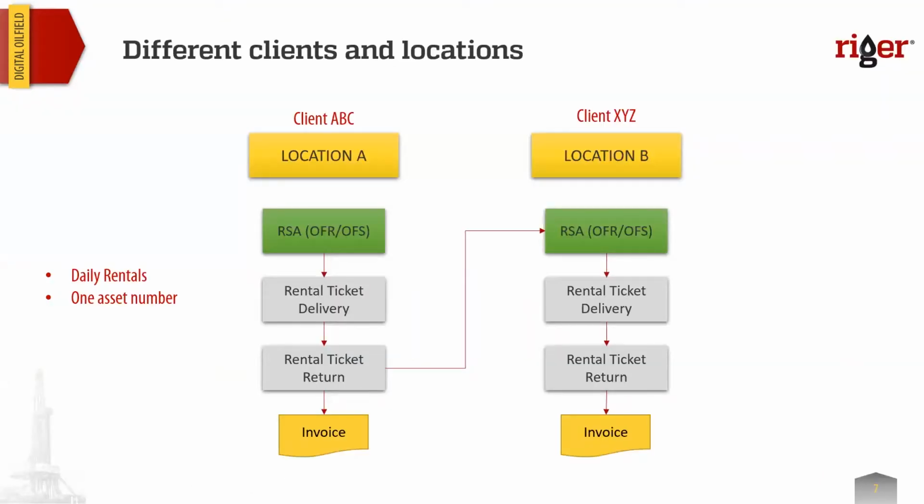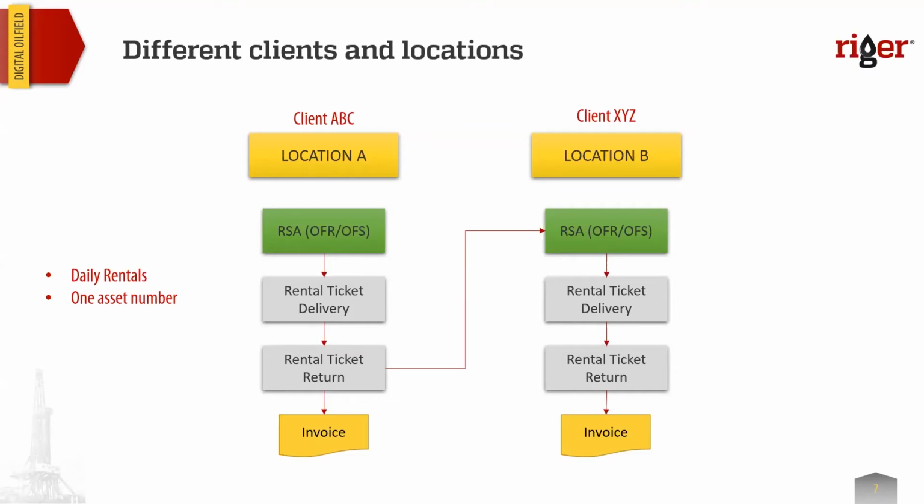So first of all, let's consider a very simple scenario. This is a one day scenario with, let's say, just one asset number, and we have a daily rental fee for the asset to charge our clients. Here, for example, we have two clients. One client has requested equipment for location A in the morning of day one. So we set up a rental service agreement, which serves the purpose of defining the prices and the invoicing information for the client. And then we start putting the equipment to the location.